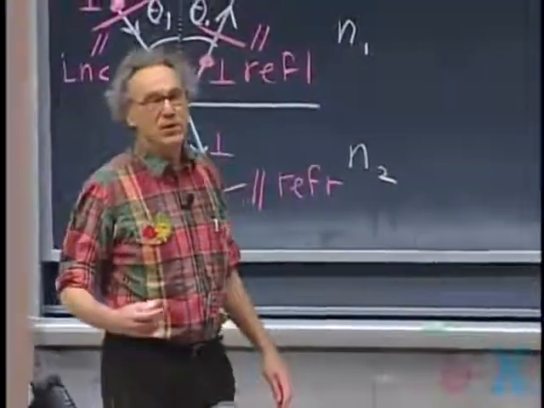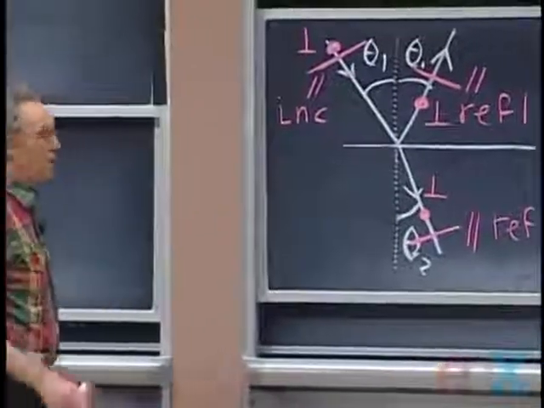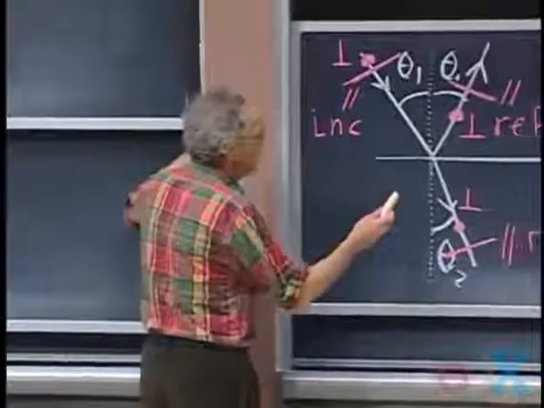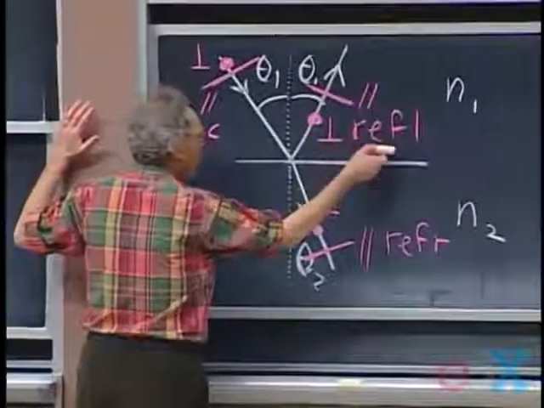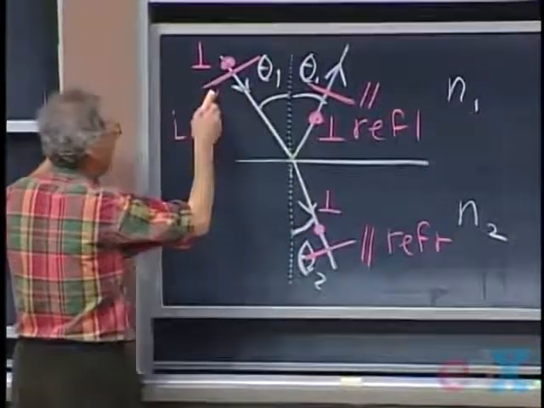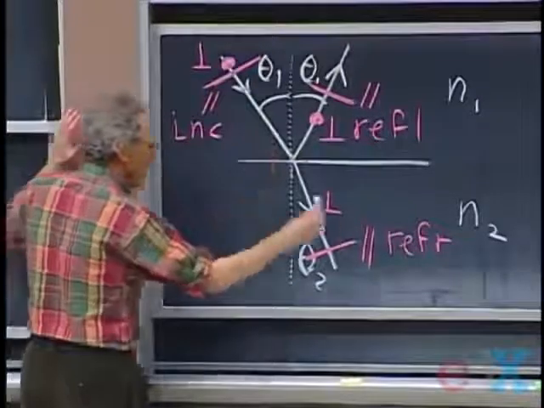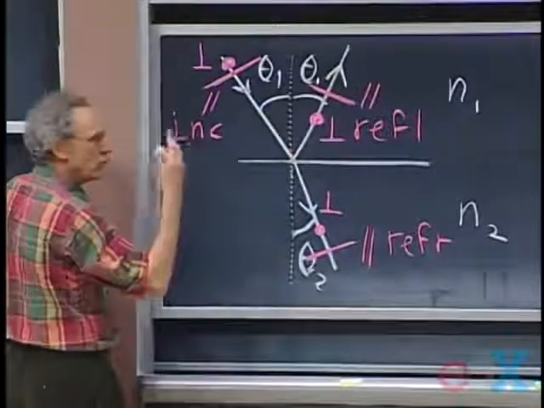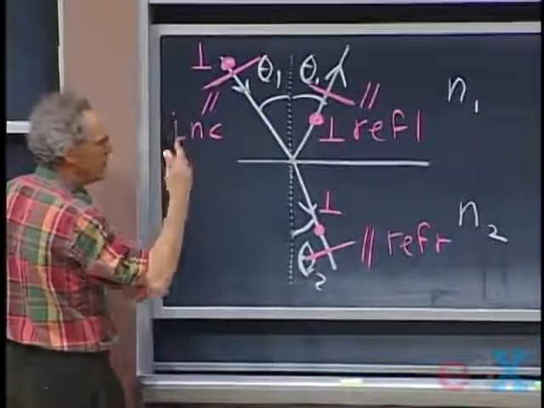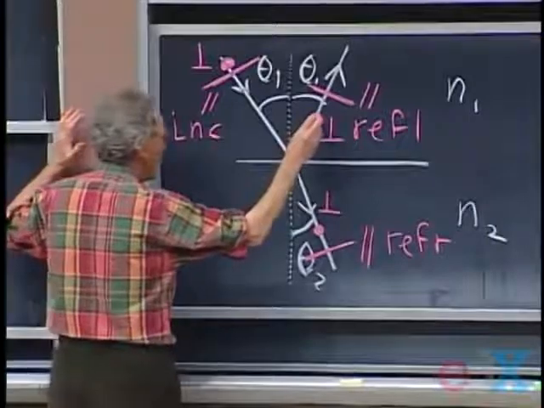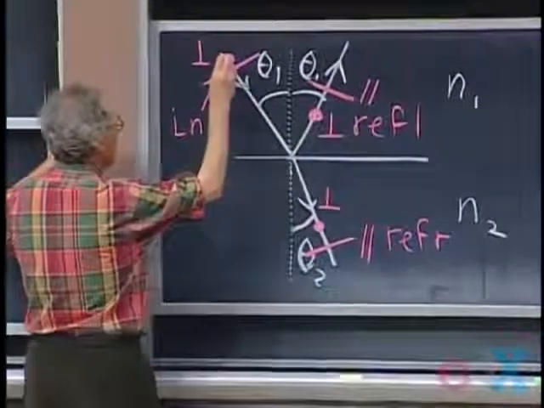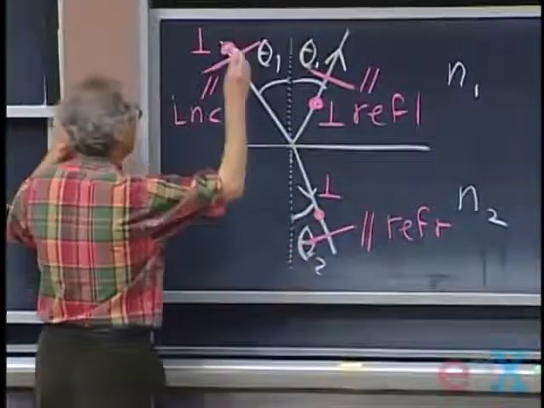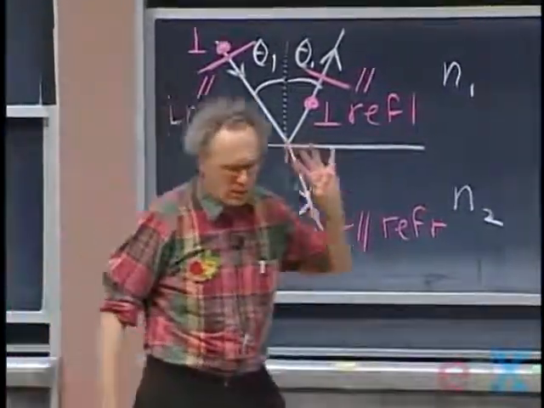What Maxwell's equations can do for us, it's a lot of work, but you may see it in 8.03, is relate the parallel component in reflection with the parallel component of incidence, and the parallel component of refraction with the parallel component of incidence. That gives you two relations, two equations. It can also relate the perpendicular component of reflection with this perpendicular component and the perpendicular component in refraction with this component. So you get four equations.